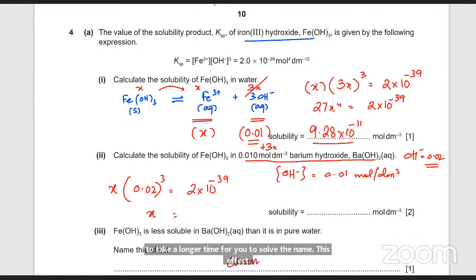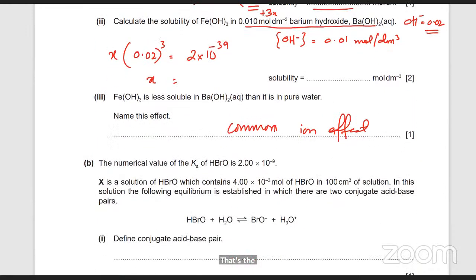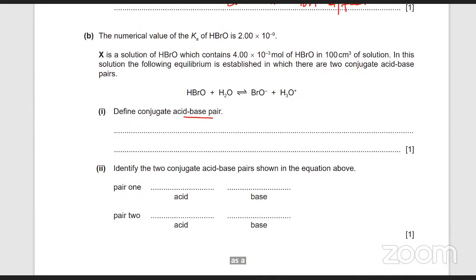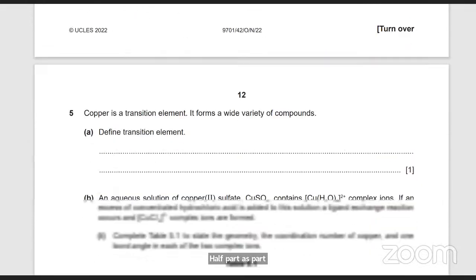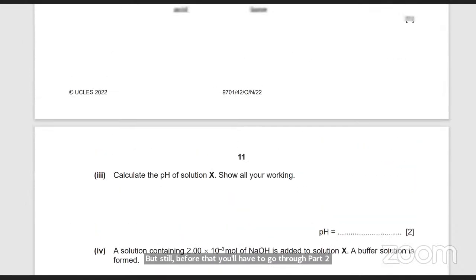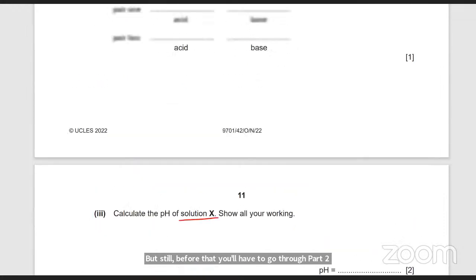So what was in this? Where is the problem? Okay, define conjugate acid base, so you can define that, this part? F part. But sir, before that, you'll have to go through part two of this question, maybe three of this question, I guess. So let's see. Calculate the pH of solution X.